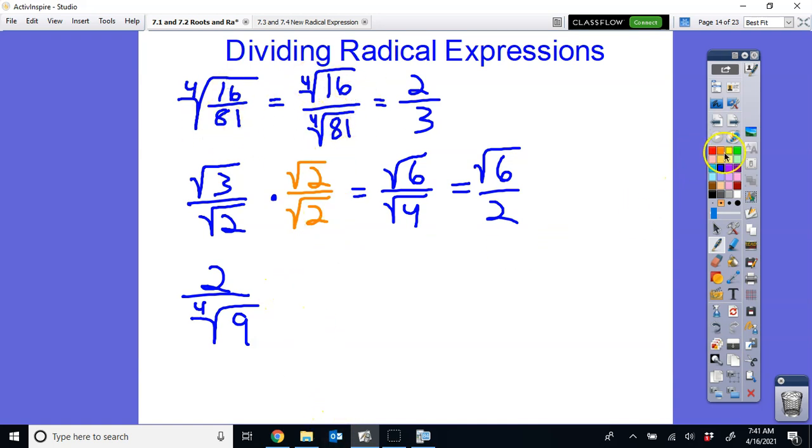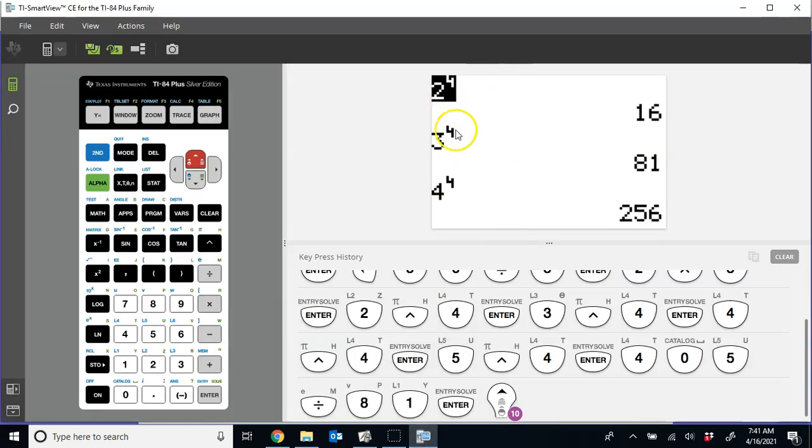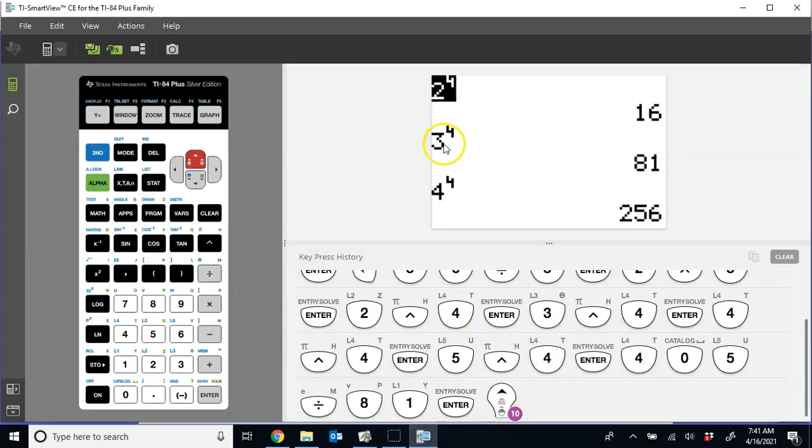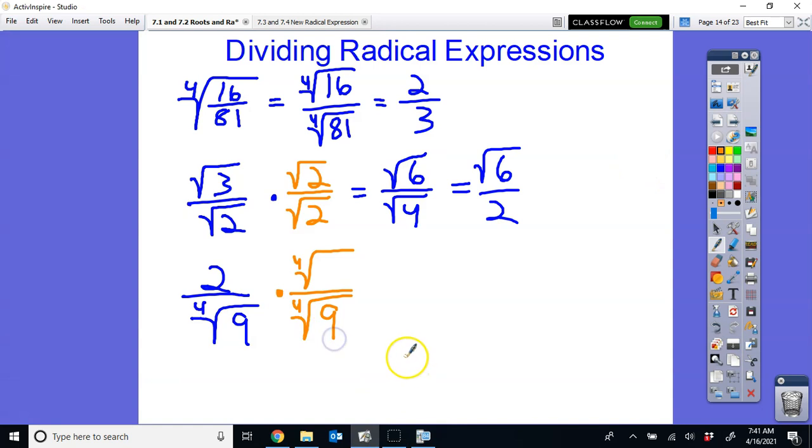You do the same thing when you end up with a fourth root on the bottom. Except this time, we're going to try to make the bottom be a perfect fourth power. This is where, if you know some fourth powers, it'll help you. 2 to the fourth power is 16. I can't multiply 9 and get 16. 3 to the fourth power is 81. I can multiply 9 to get 81.